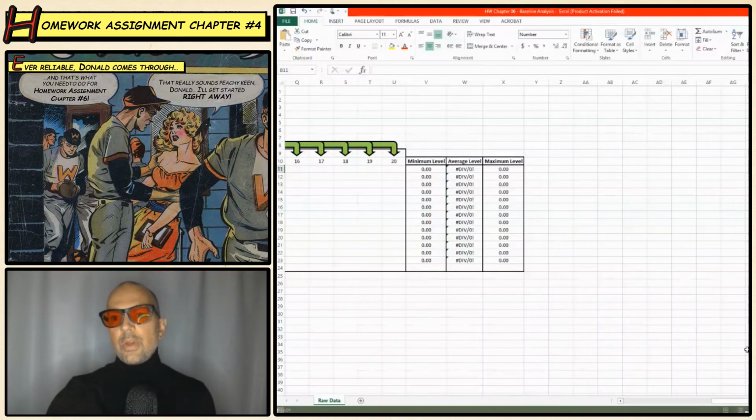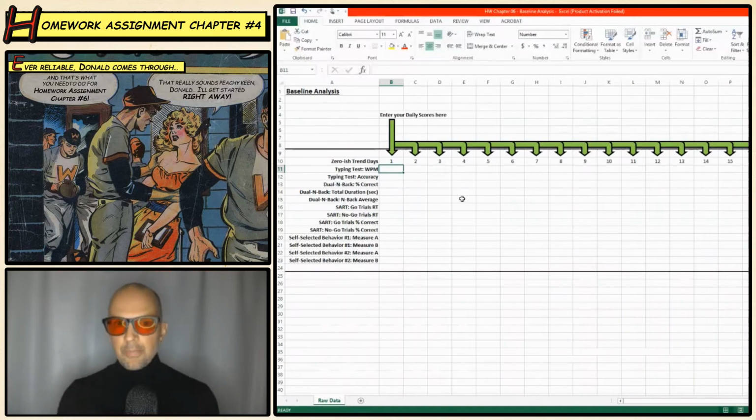So again, we are going to be doing this for all the recorded behaviors that you have done so far. So the dual n-back percent correct, dual n-back total duration, dual n-back average, the SART go trials reaction time, SART no-go trials reaction time, SART go trials percent correct, SART no-go trials percent correct, and then your own behavior measure. And I put two places just in case. I know some of you were measuring two aspects of your own selected behaviors. So if you haven't measured two aspects of it, no worries. You're measuring at least one aspect of it. So enter those in. And again, this Excel sheet will help you calculate those baseline levels, maximum during the baseline and minimum during the baseline.